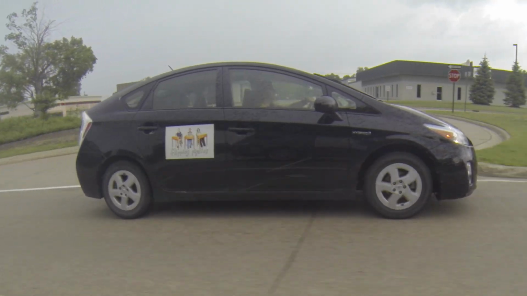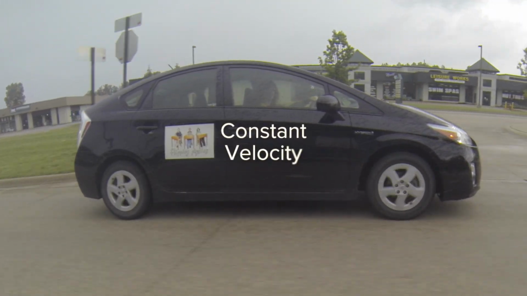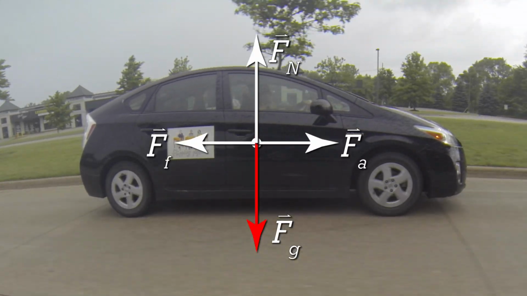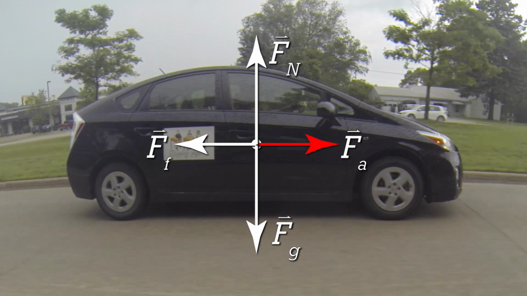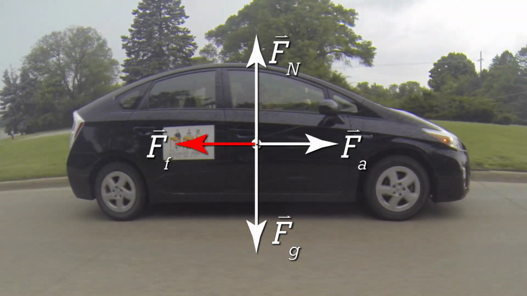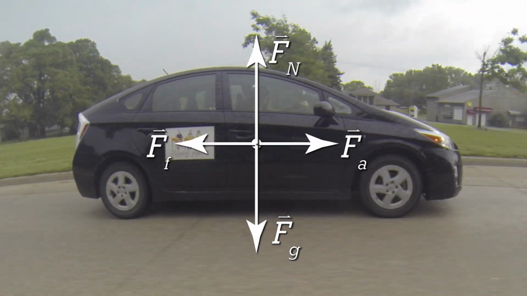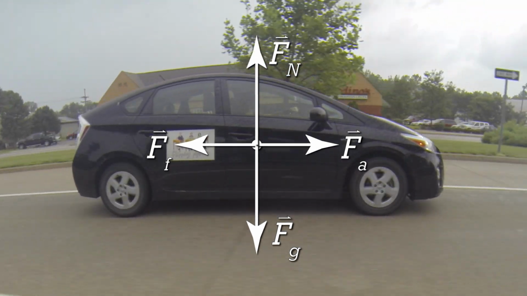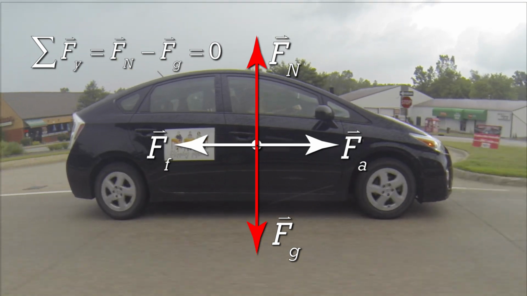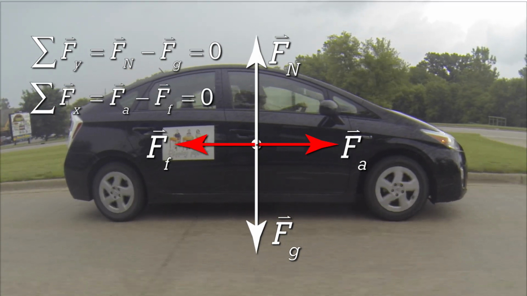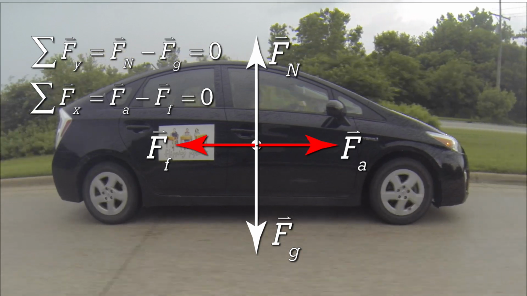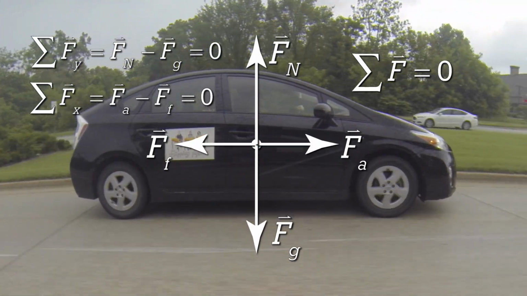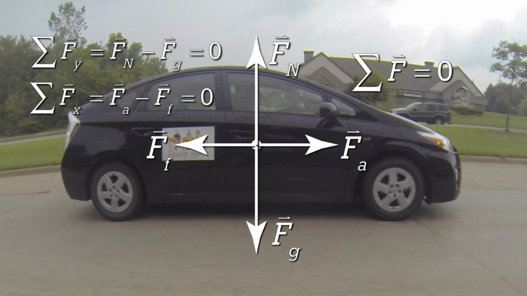Now, let's look at a vehicle moving at a constant velocity. The forces acting on the car are the normal force up, the force of gravity down, the applied force forward, and the force of friction backward. It is an object in equilibrium, so all those forces add up to 0. The net force in the y direction equals 0, the net force in the x direction equals 0, and therefore the net force in all directions equals 0. Therefore, the car continues to move at a constant velocity.